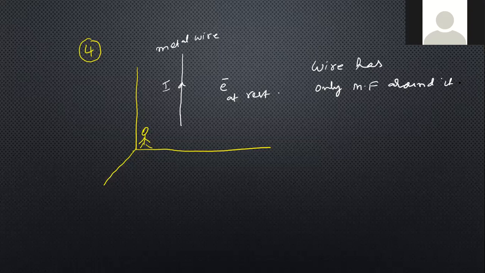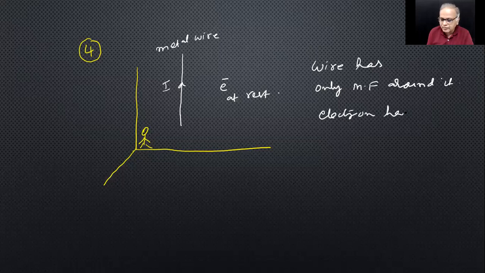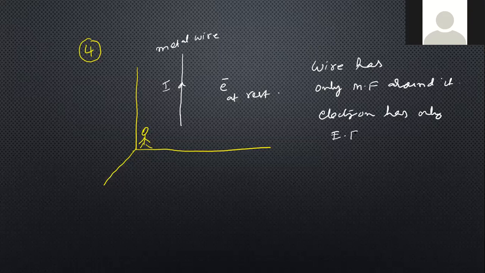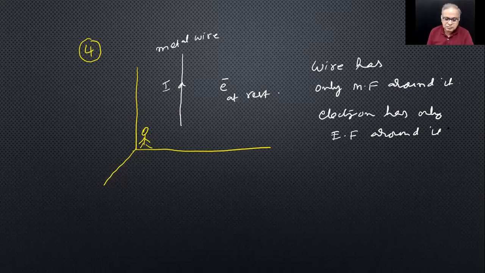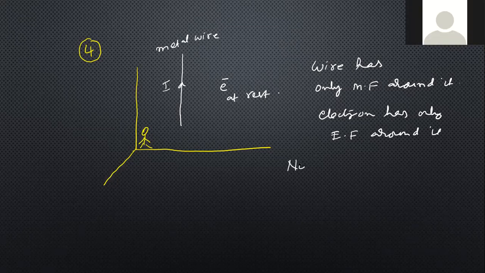Yes, sir. So the wire has only a magnetic field around it, and the electron has, tell me, only an electric field. Only an electric field around it. Sir, so the electron will not experience any force, and even the wire doesn't experience any force, right? Because this is an electric field, this is a magnetic field. Yes. So no force of interaction.